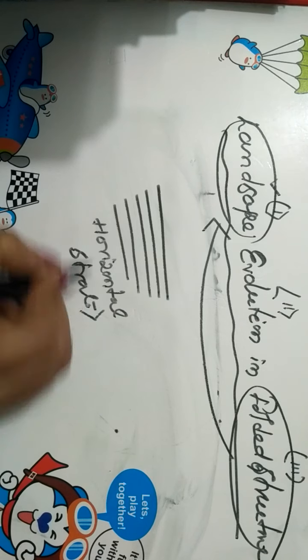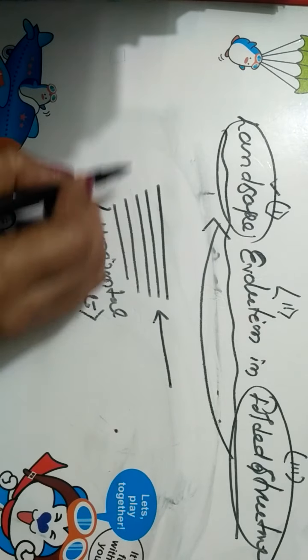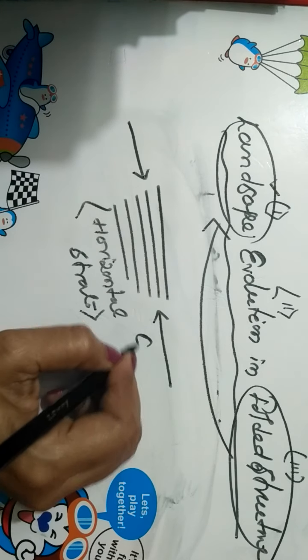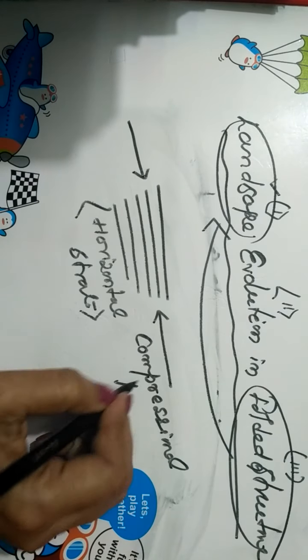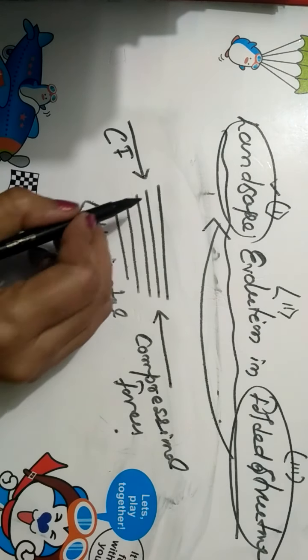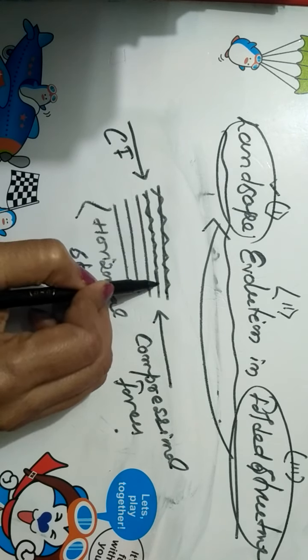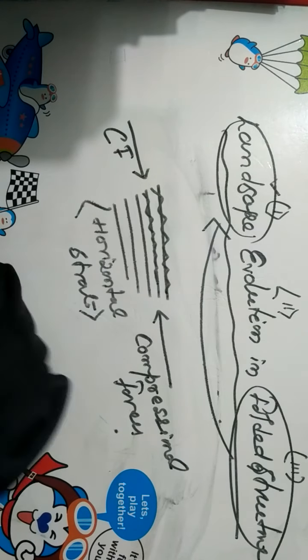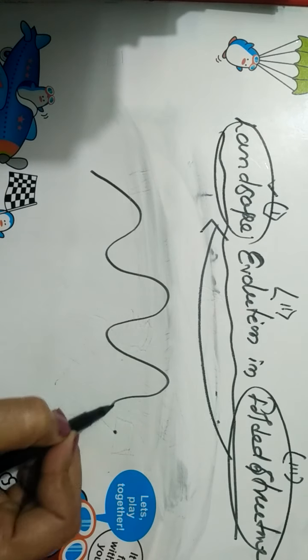Sedimentary layers are deposited horizontally. Then both sides of the horizontal strata, compressional force acts. What will be the result? Gradually it will become undulating, and ultimately through a series of time, a series of changes, this horizontal strata converted into a folded structure.